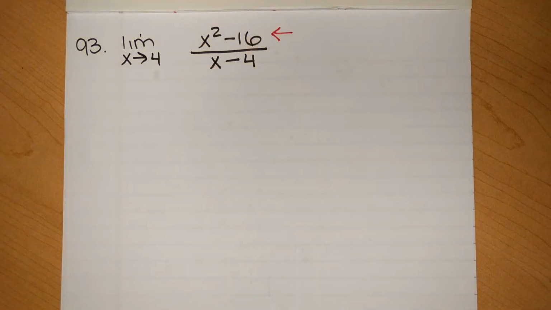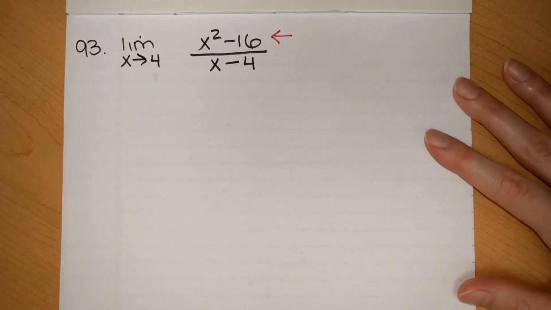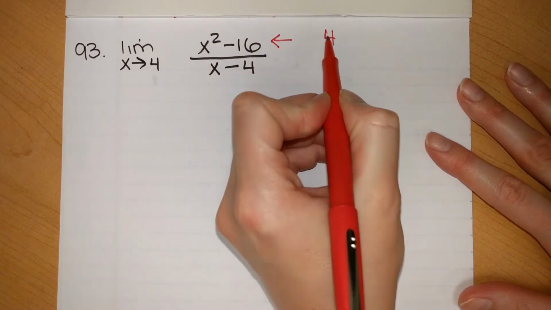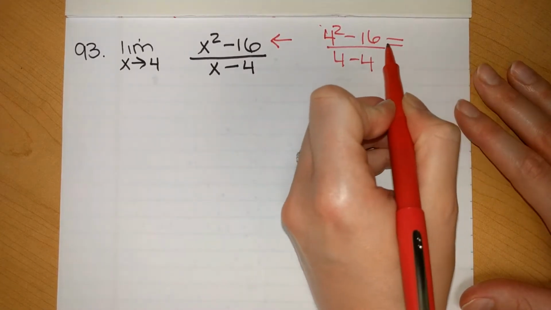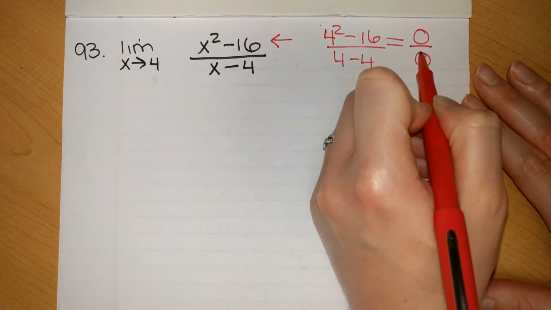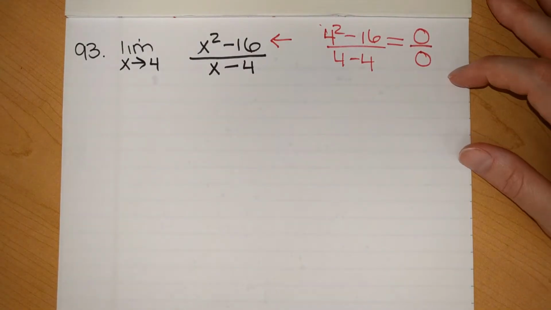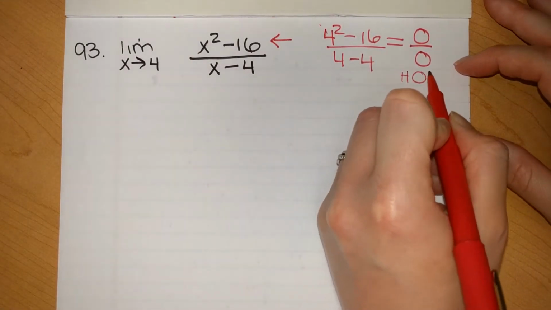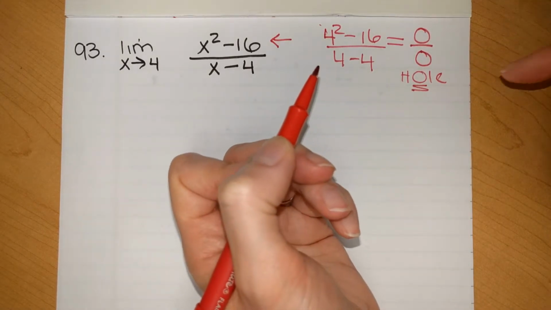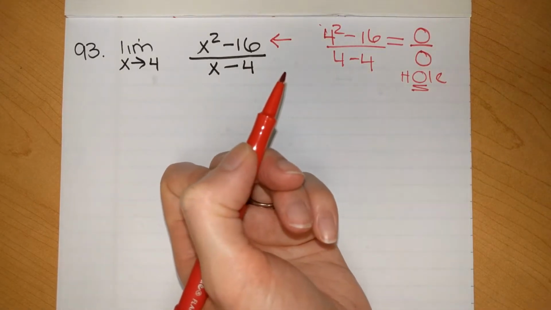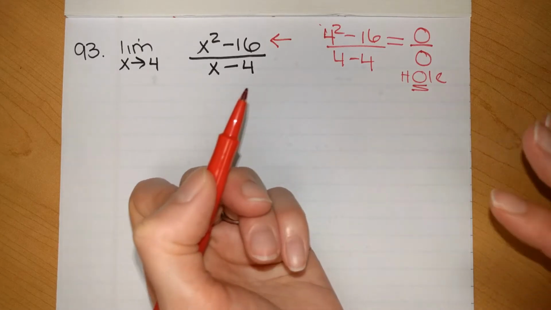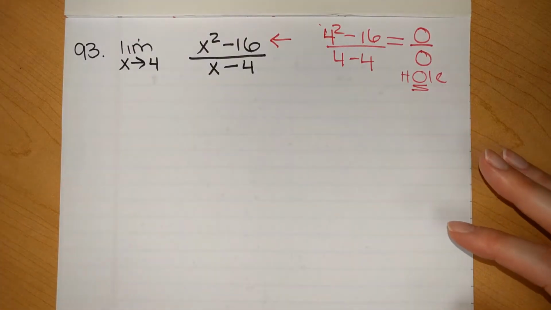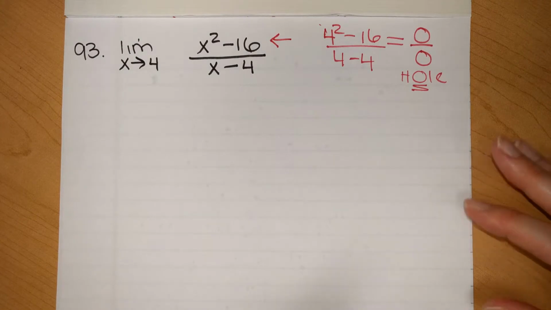So before anything happens, you're trying to find a limit, so you will plug in the 4. So you say 4 squared minus 16 over 4 minus 4, and then we get 0 over 0. So it is that 0 over 0 that tells us that we have a hole in the graph. So really the goal of this factor and cancel is to cancel out the hole so that we can see what the limit actually is going to be.